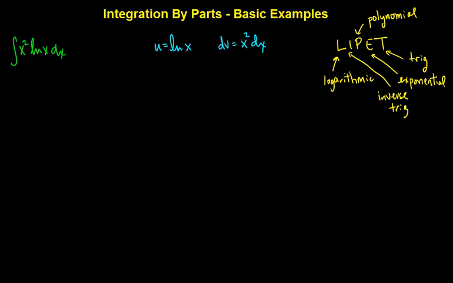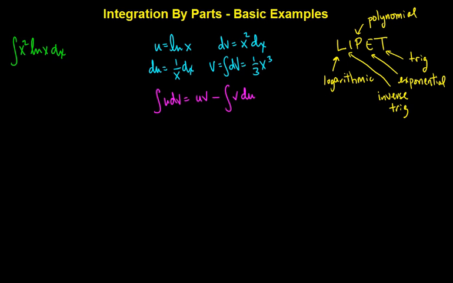So we're going to take the differential of u, which is 1 over x dx. We're going to find v by integrating dv, and that's going to give us x to the third over 3, or 1/3 x to the third. We rehearse our formula. The integral of u dv, which would be the integral of ln of x times x squared dx, is uv minus the integral of v du.